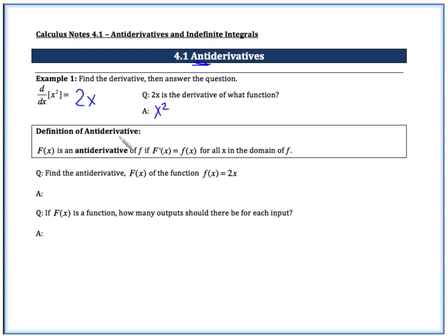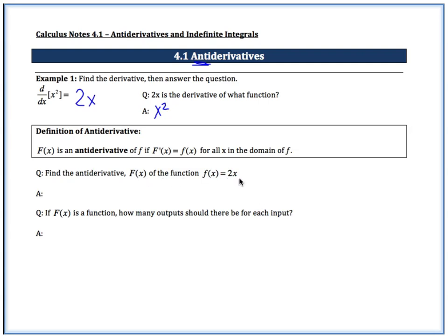Now the definition of an antiderivative, here we have a capital F of x is an antiderivative of lowercase f if capital F prime of x equals f of x for all x in the domain. Okay, so what that means is if the derivative of this capital F function equals the lowercase f function, then we know that that capital F function is the antiderivative.